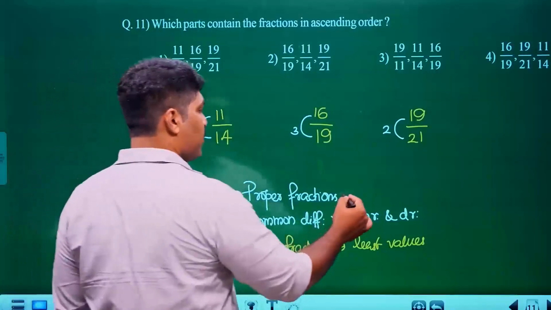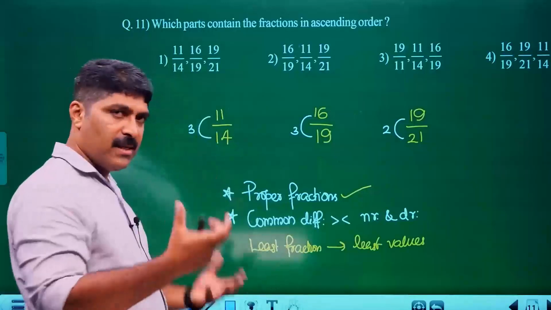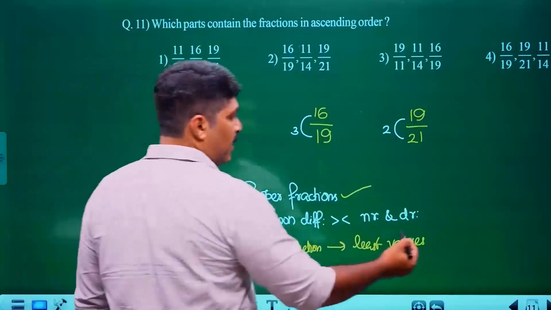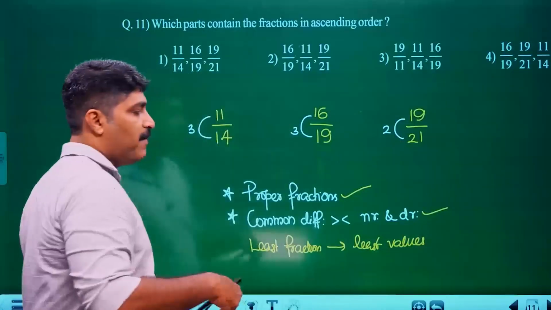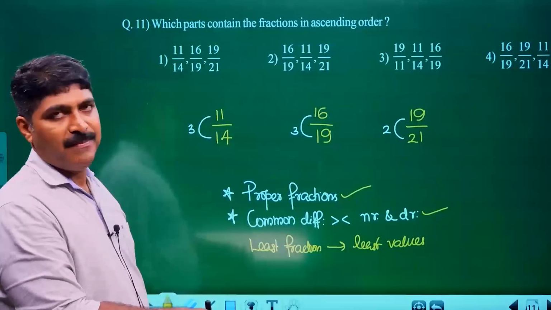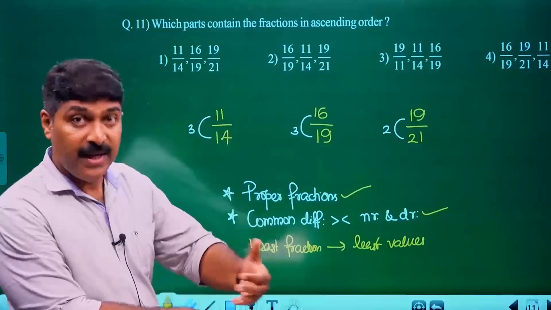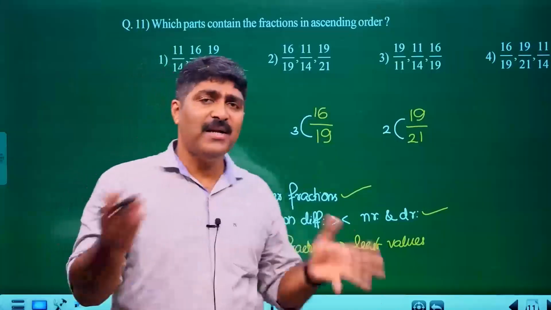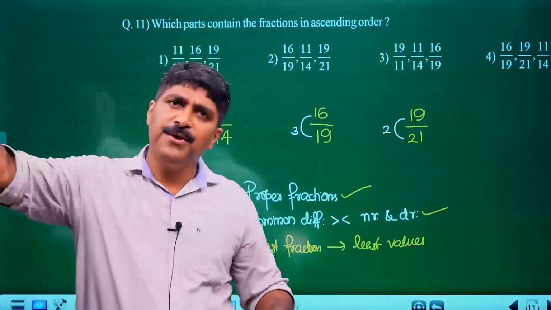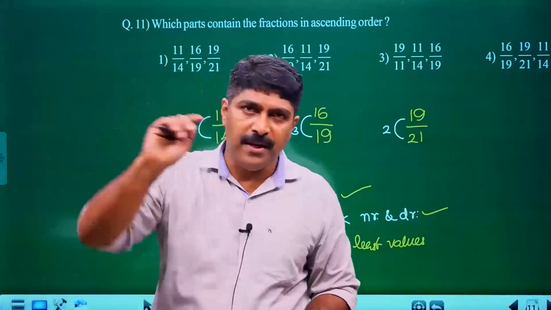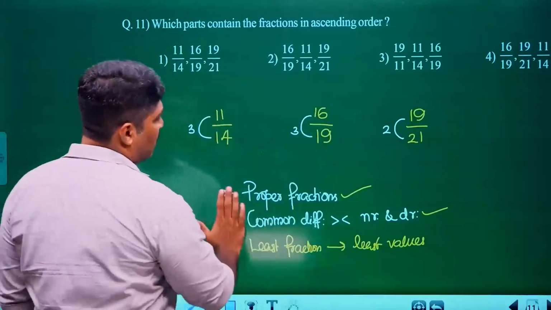Think about these two points clearly: whether the given fractions are proper fractions and whether there is any common difference between the numerator and denominator. Then we can apply this trick. Least fraction contains least values. Largest fraction contains largest values. Largest values in the sense we have to consider either numerator only or denominator only. So then, what is the problem?